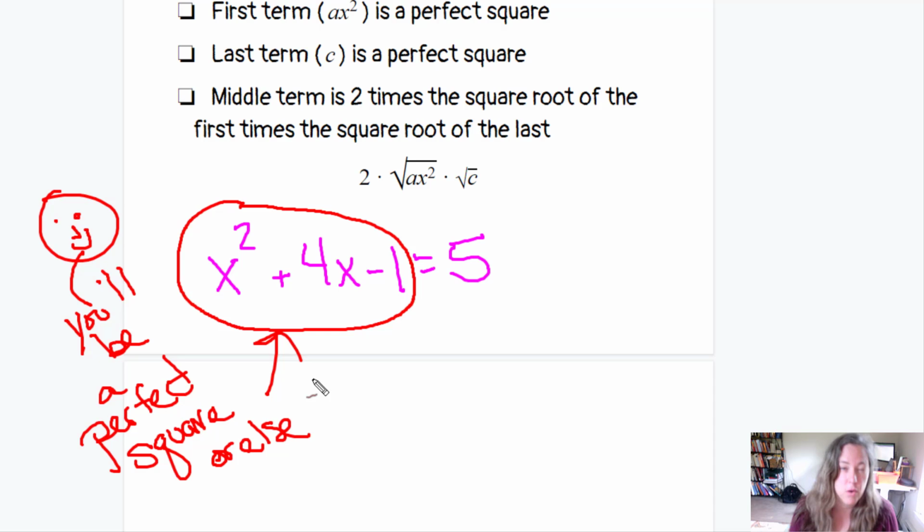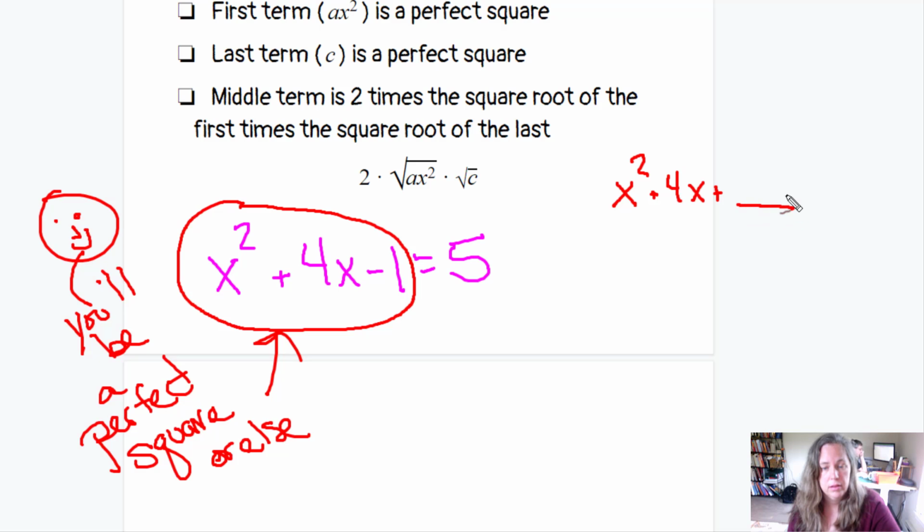We're going to force this side of the equation to be a perfect square trinomial. So in order to do that, we're just going to look at x squared plus 4x plus something. What does this have to be in order to make this a perfect square?